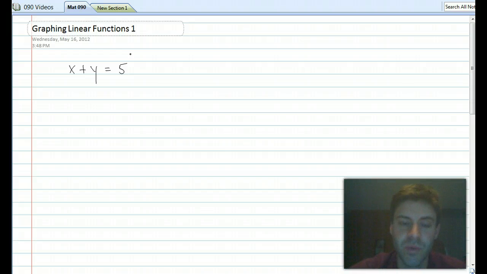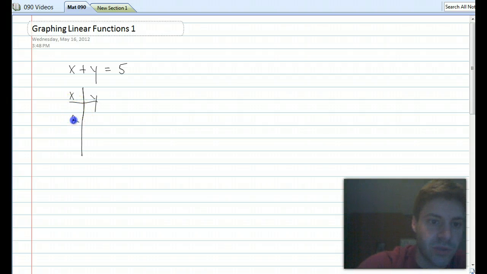So what we want to do is come up with a bunch of x and y values that satisfy this equation, which means we want x and y values so that if you add those two values up, you get 5. X plus y equals 5. So let's make a little table of some x and y values that add up to 5. One example that I'm coming up with is 2 and 3.